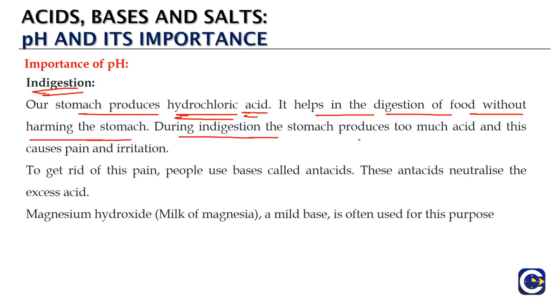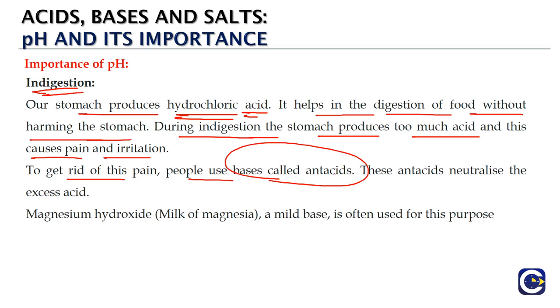Now during indigestion, what actually happens is the stomach produces too much acid, and this causes pain and irritation. We also commonly call it acidity. To get rid of this pain, we use particular bases called antacids, and one example is magnesium hydroxide, which we generally refer to as milk of magnesia, a mild base. What these antacids essentially do is perform a neutralization reaction. The excess acid is neutralized, and thereby we stop having that pain and irritation inside our stomach. So this is how we can rectify the indigestion problem.